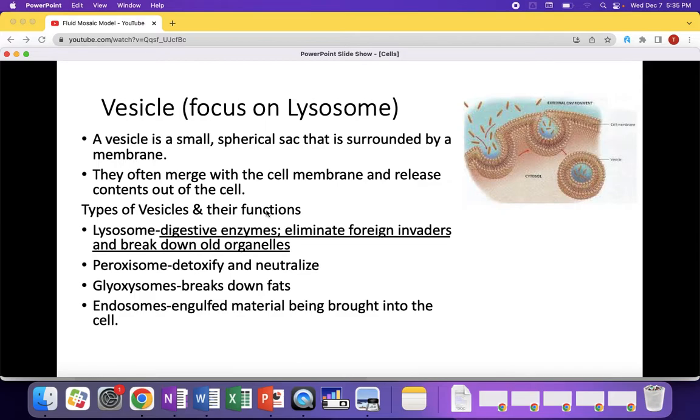Types of vesicles include lysosome. That's the one I want you to focus on. That one will digest enzymes and it'll eliminate foreign stuff that tries to invade. And it can also break down old organelles that are no longer functioning properly so that the parts can be reused. Peroxisomes detoxify and neutralize. Glyoxysomes break down fats. We won't focus on those much, but just be aware that they exist, and endosomes that engulf material being brought into the cell.